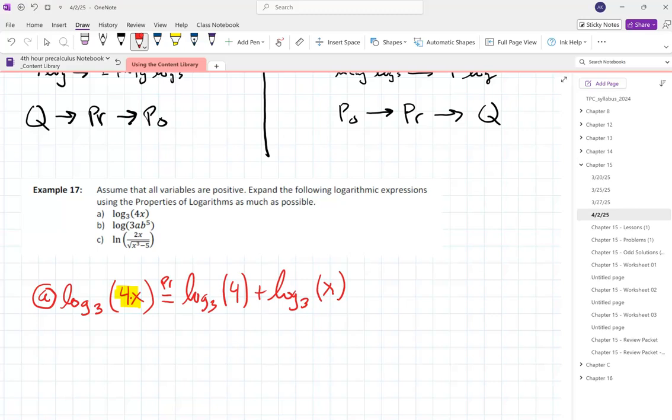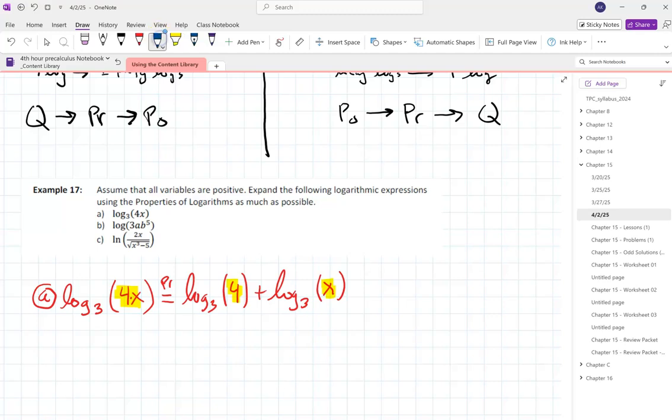Is everybody okay with how I use the product property there? Okay. The next thing I'm going to do is look for power properties. So I'm going to look inside each of my logarithms now. Is there an exponent in either one of them? Yes, you say. Great, what is it?